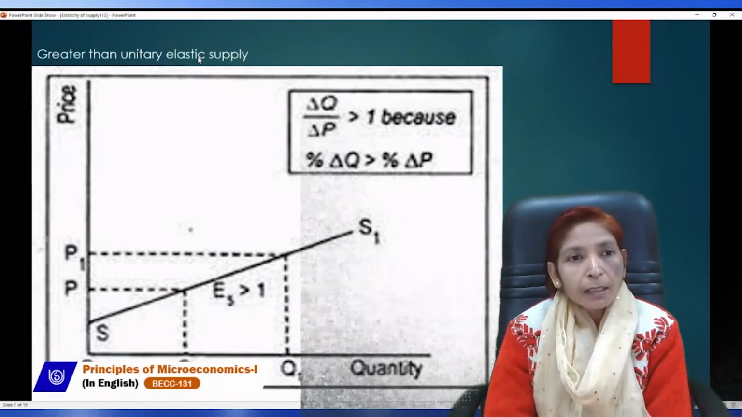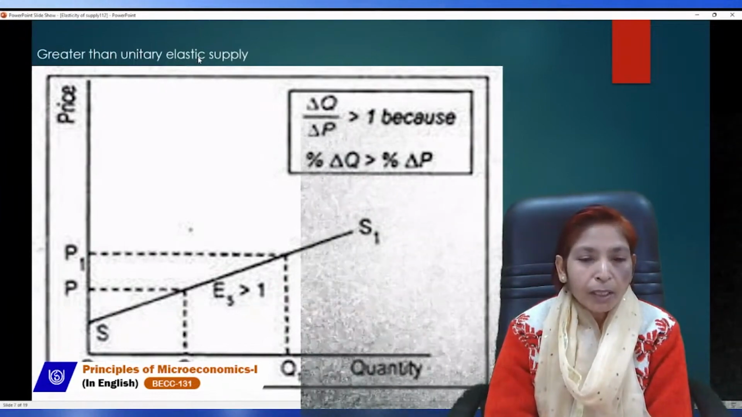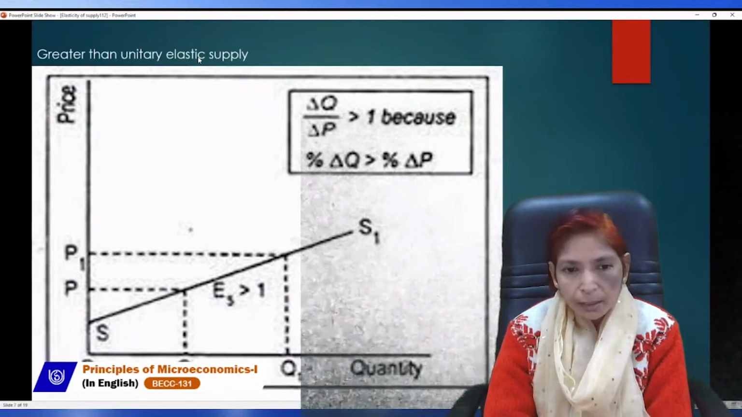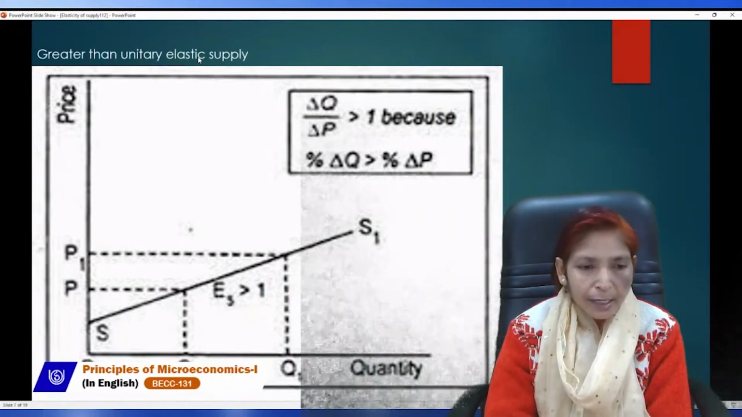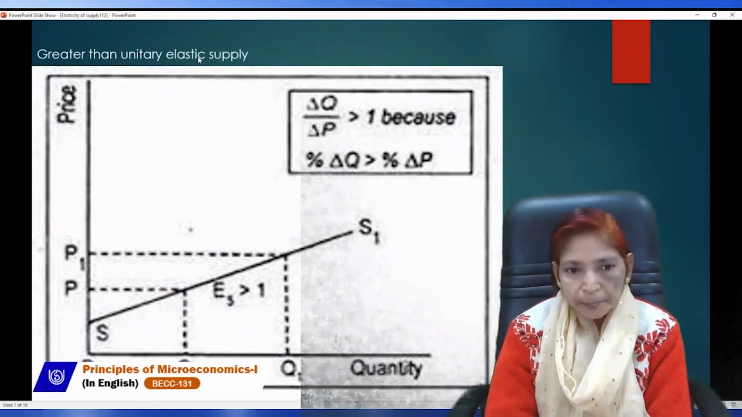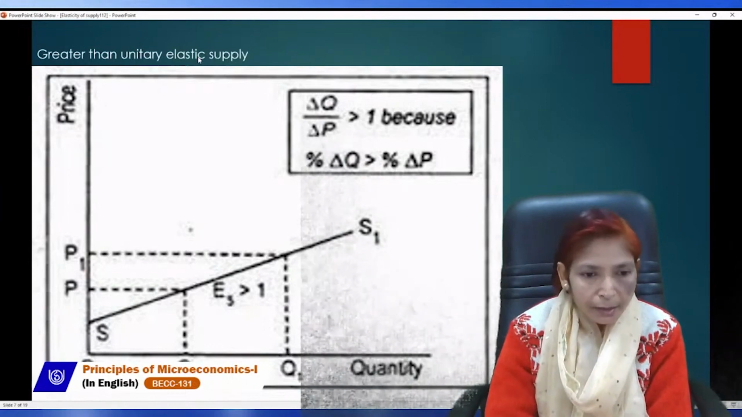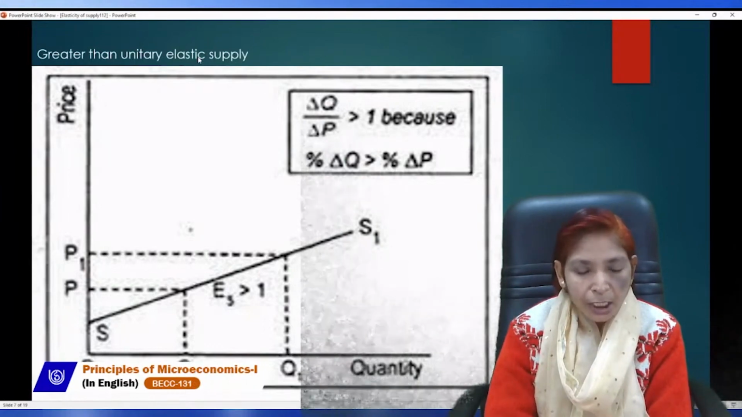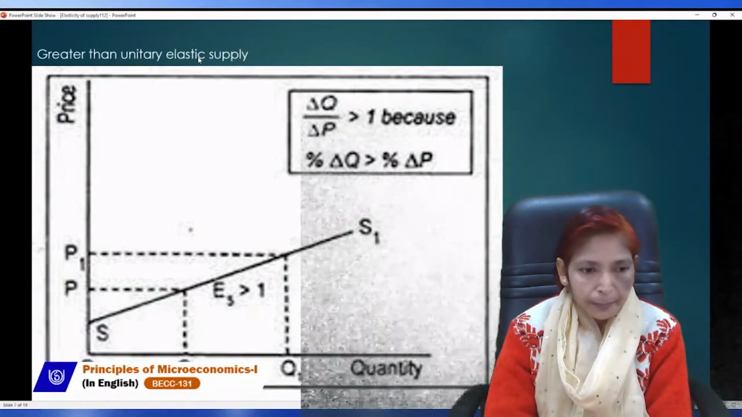But when elasticity of supply is greater than 1, or more than 1, then the supply curve starts from the y-axis and is always an upward sloping line. Here Es is greater than 1. It is clear: QQ1, the change in quantity, is more than the change in price.